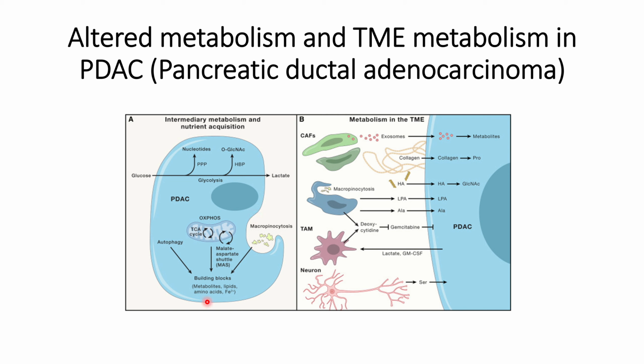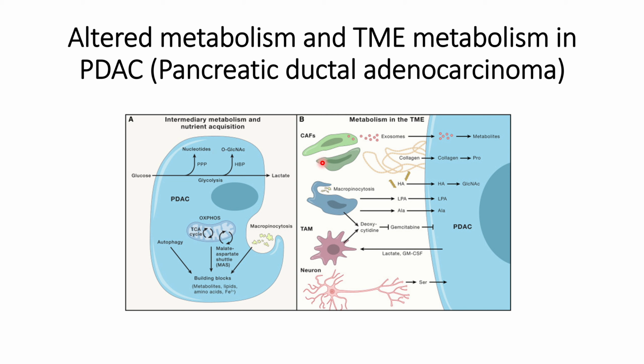So all these three main pathways help in making the metabolites, lipids and amino acids that help the tumor cells maintain their reprogrammed state. And how the tumor microenvironment helps in this reprogramming is mentioned in panel B.